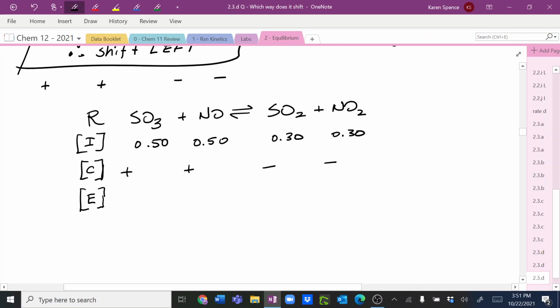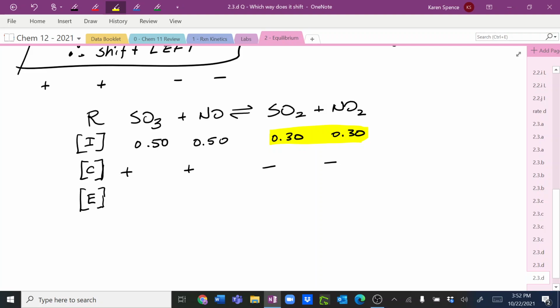I will tell you that a lot of students look at these numbers and say, oh, this is a smaller number, therefore we must be shifting right. And that is absolutely not the case. It just depends on the value of KEQ, whether you need to have more products or more reactants. So don't just look at the concentrations and decide which way it's going to shift. Use a Q value to decide which way it's going to shift.